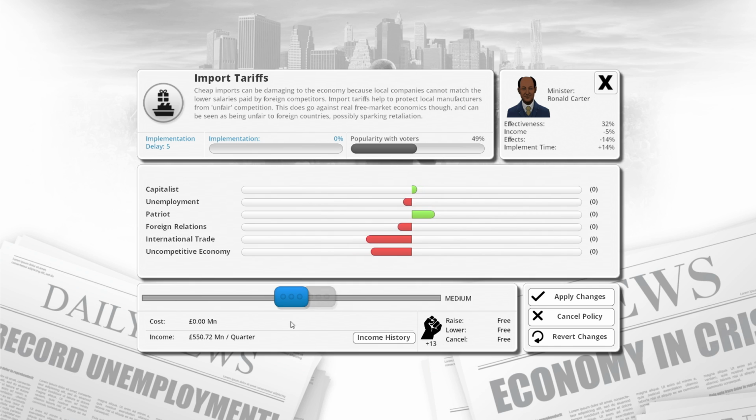Oh, they're actually not happy with it. It's good to gain more jobs in your country. Patriots are happy with it. It's not good for your foreign relations, international trade, and it's very bad for the uncompetitive economy. So this means it will take away from the uncompetitive economy, and that's what we want.